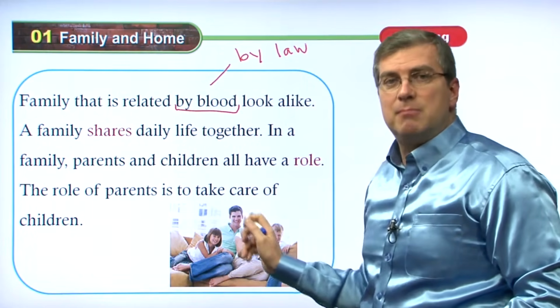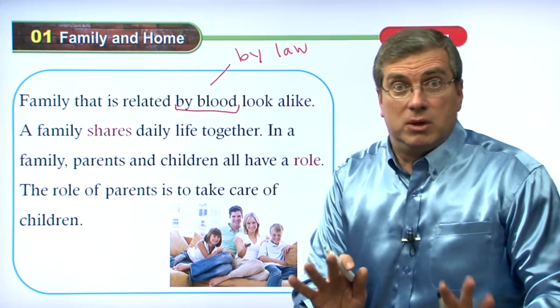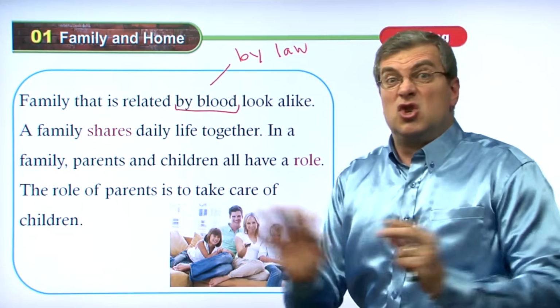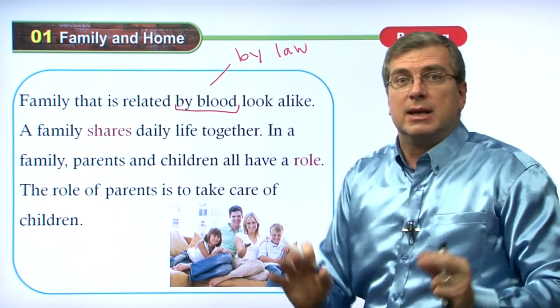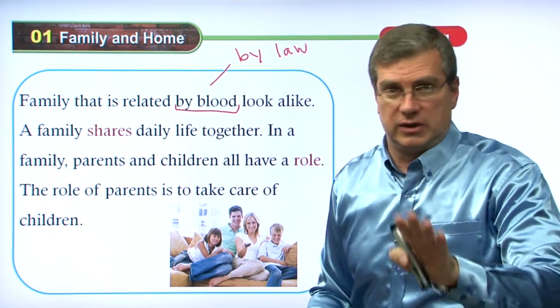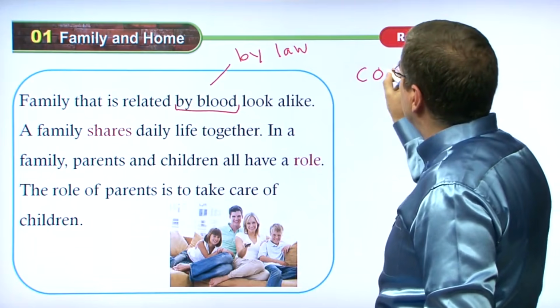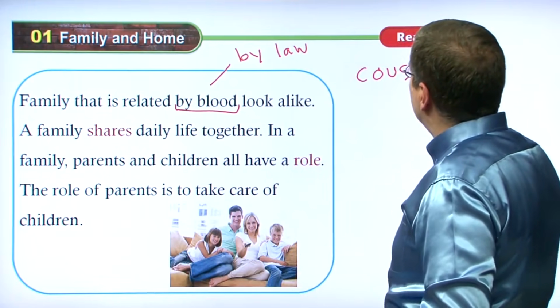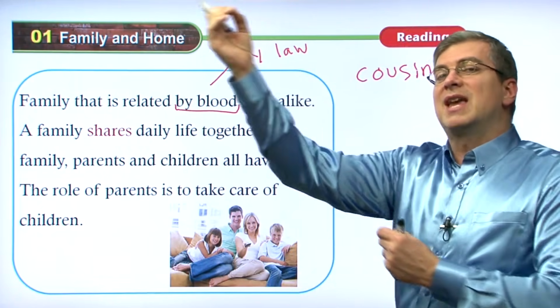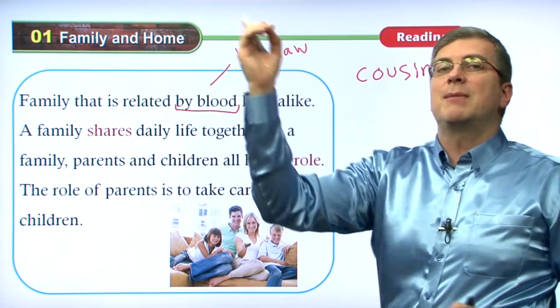They don't have the same mother and father. They shouldn't have the same mother and father. Brothers and sisters don't marry each other, right? That's crazy. And also cousins don't marry each other because cousins have the same blood also, because cousins might share the same uncle or they might share the same aunt.